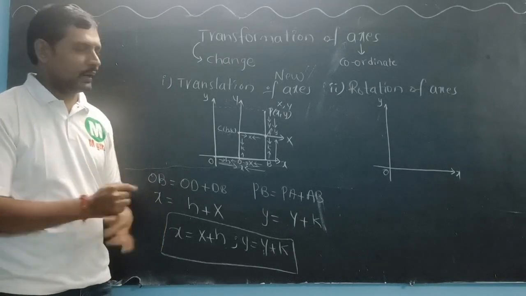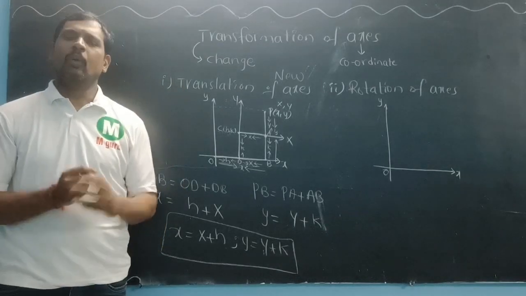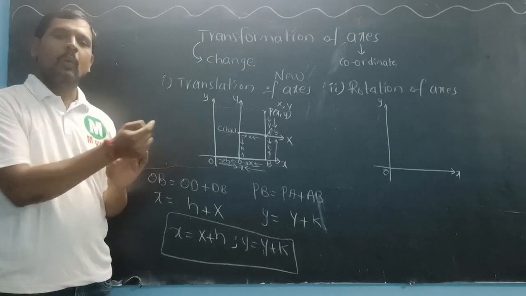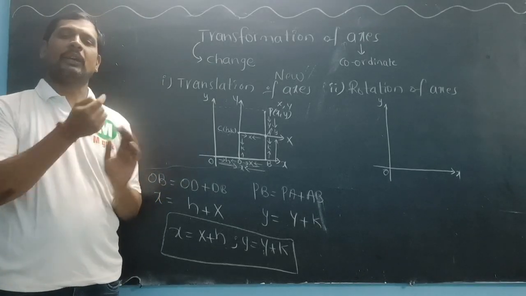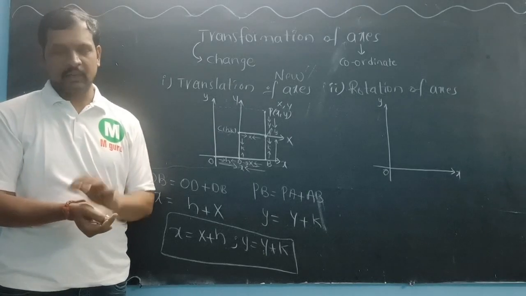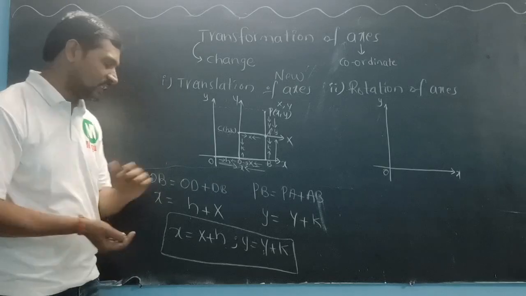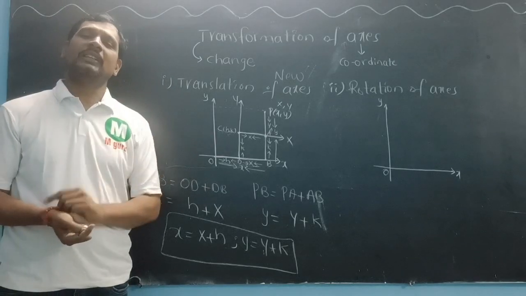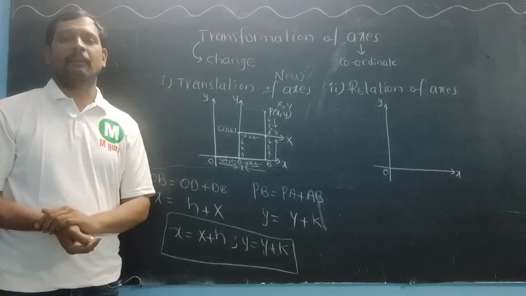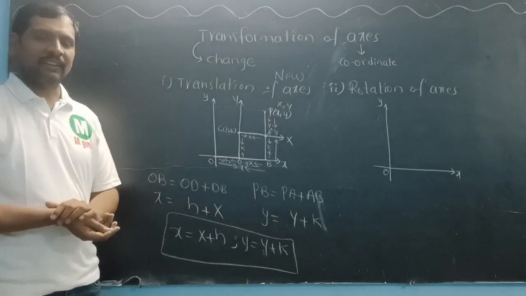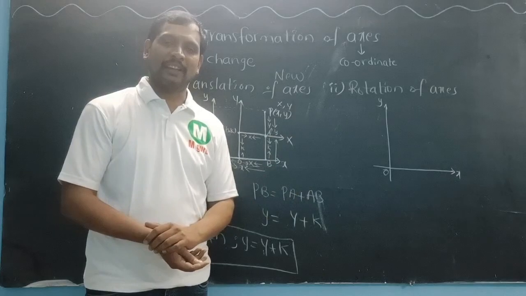So in this entire topic, only two types of questions will be asked. You are asked to find the original or transformed equation, or asked to find the original or transformed coordinate values. So this is about translation of axis. We'll see rotation of axis in the next video.